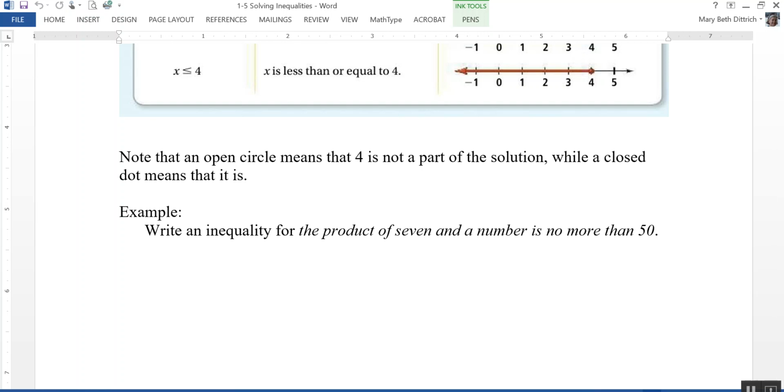Write an inequality for the following statement. The product of 7 and a number is no more than 50. So the product of 7 and a number is going to be 7x, and it's no more than 50. Now, no more than sounds like greater than because I think of greater and more meaning the same thing. But think about what it means then. It can be that value, but it can't be bigger. It can be smaller. So that's going to be a less than or equal to 50. So 7x is less than or equal to 50.